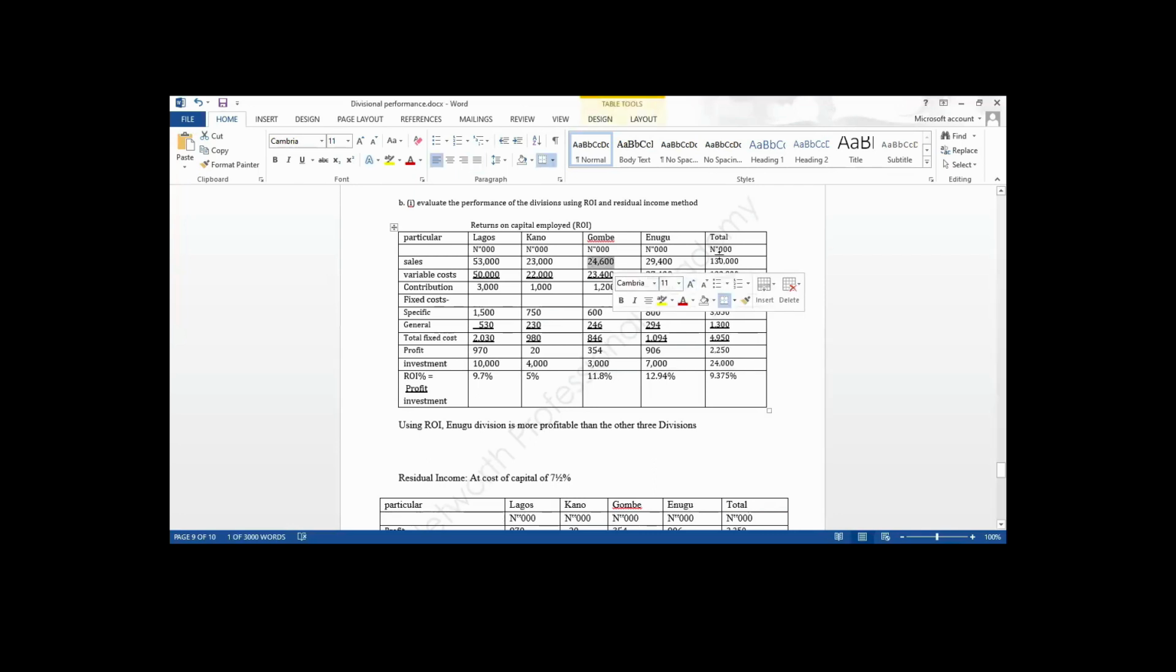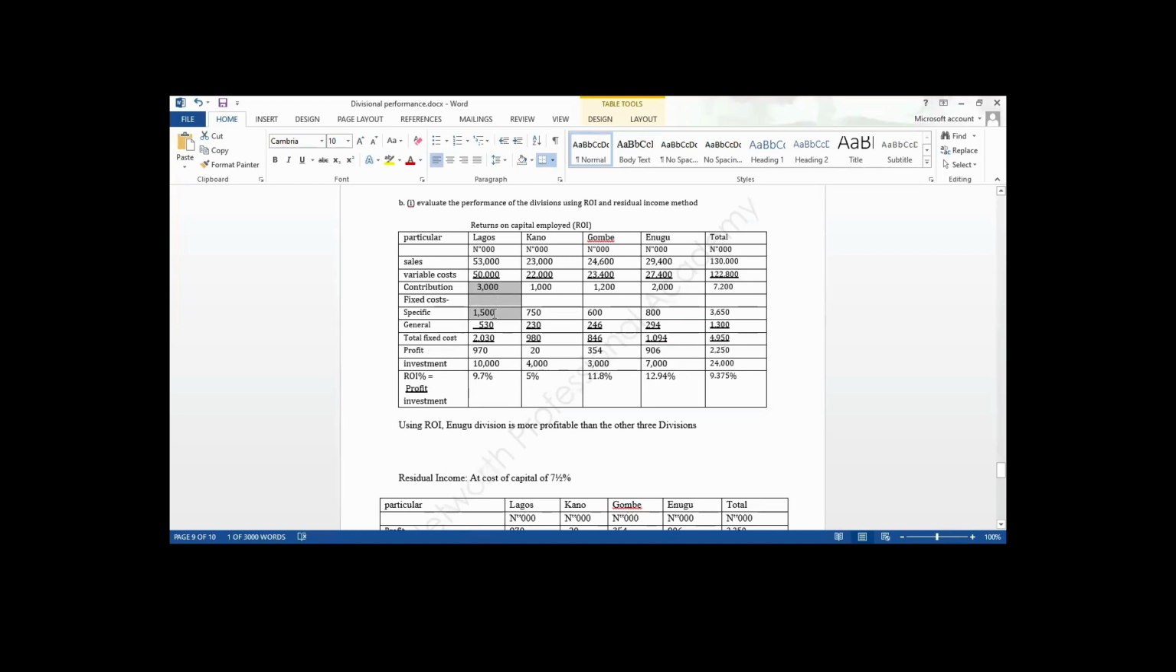24,600 divided by 130. The figure you get multiplied by 1,300. That will give you 246. Check Enugu. 29,400 divided by 130. Multiply by 1,300. That will give you 294. That's all.